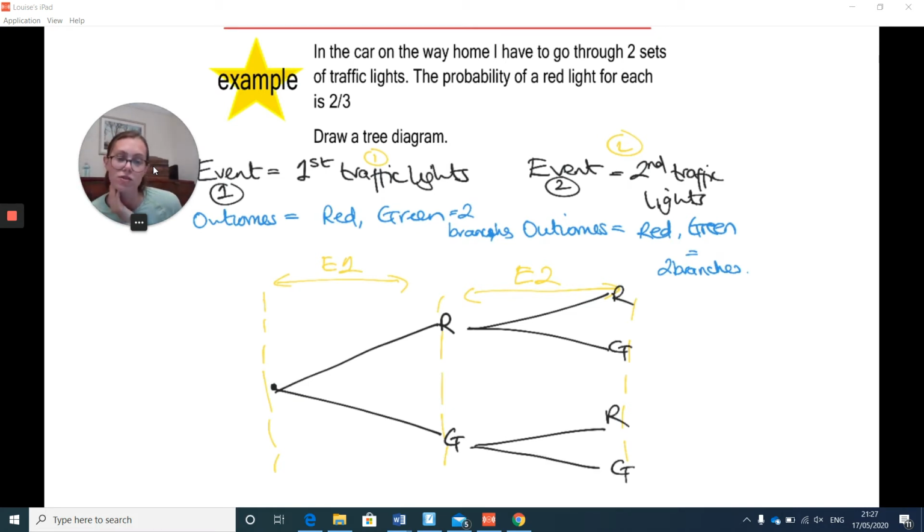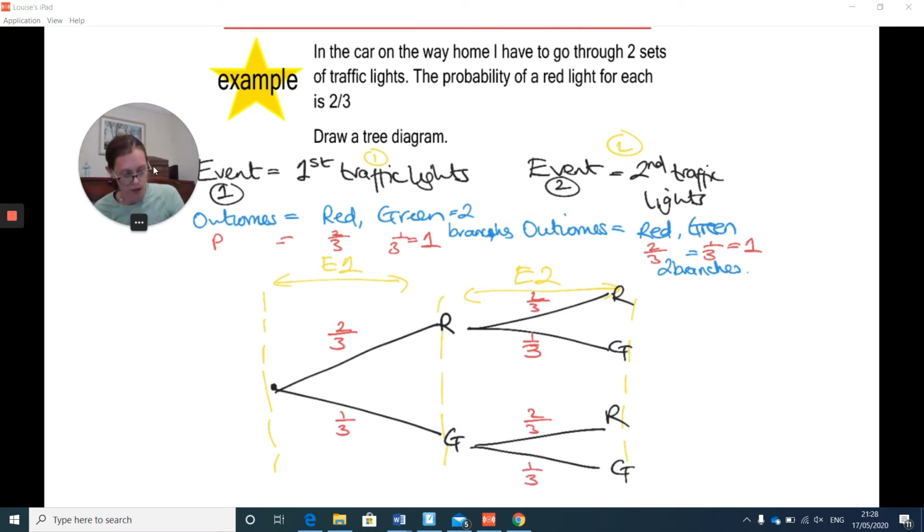So each of those has 2 branches. And the probabilities, well, I haven't done that final line here, but it told me the probability of a red light is 2/3, which means that green must be 1/3 because they always add up to 1. And the same here, 2/3, which means that's 1/3. So red is 2/3 and 1/3, 2/3 and 1/3, 2/3 and 1/3. And you've got your tree diagram.